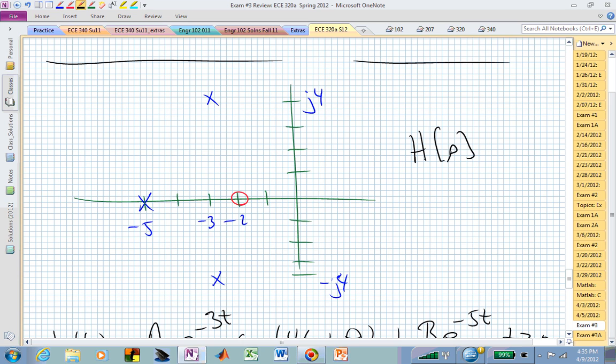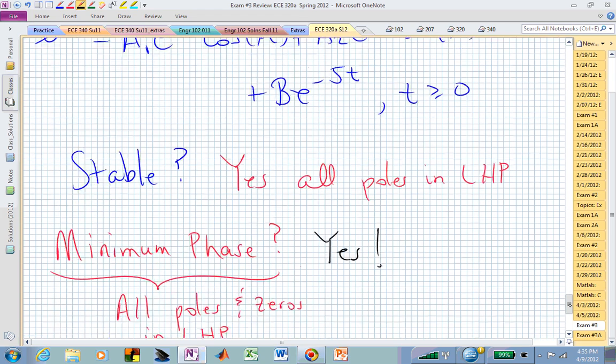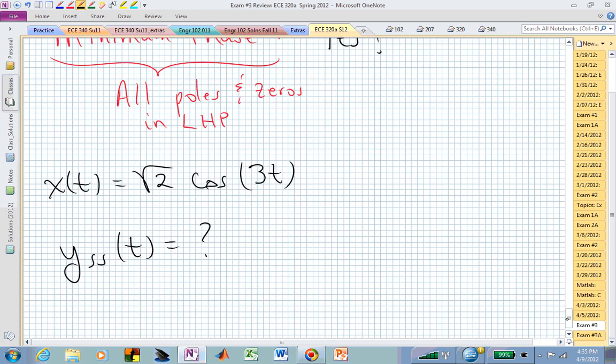What are you interested in now? So what can you tell me if somebody gives you x of t that looks like that? What's important in that piece of information of the input? The frequency, how fast you're shaking the system. This is critical, this little piece.